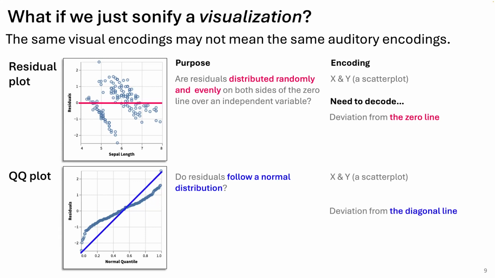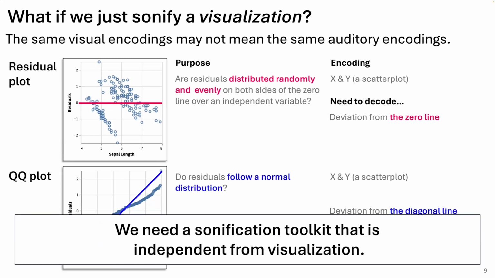However, what we decode are quite different. For residual plots, we want to decode how much residuals are deviating from the zero line. On the other hand, for QQ plots, we want to see the deviation from the diagonal line. So just mechanically mapping X and Y to certain encoding channels may not be the most ideal conversion. Therefore, we need a sonification toolkit that is independent from visualization designs.